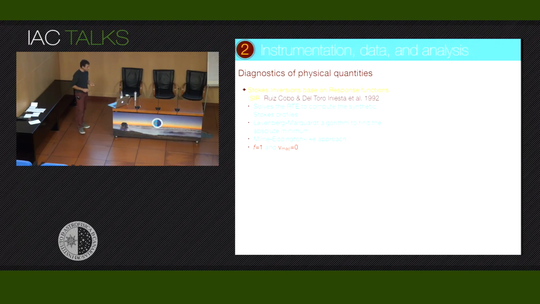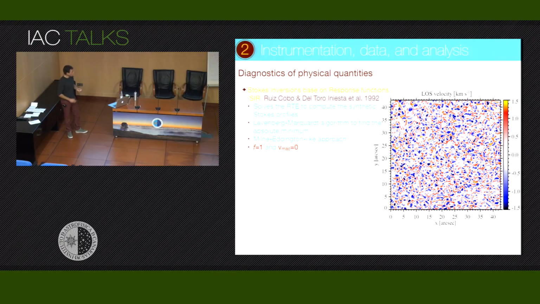IMaX also provides the full Stokes vector, from which we can infer the different physical parameters of the solar atmosphere. For doing that, we use inversion codes. In particular, we use the SIR code. And we can obtain parameters such as the line of sight velocity. Here I show the line of sight velocity over the field of view of IMaX, where we can see that the granules are seen in blue as they are related with upflows, and the intergranules are seen in red as they are related with downflows.